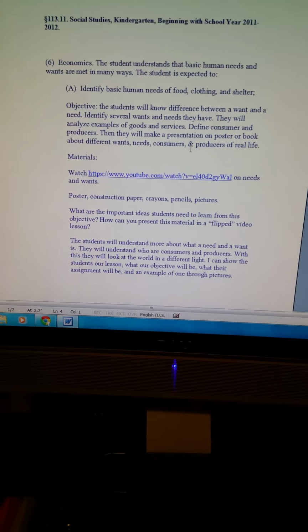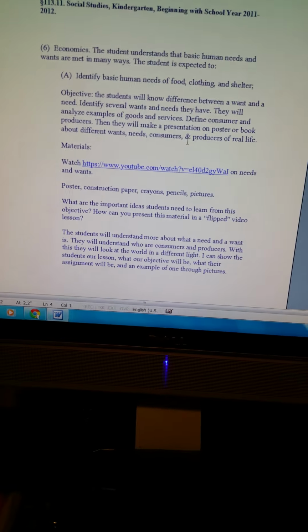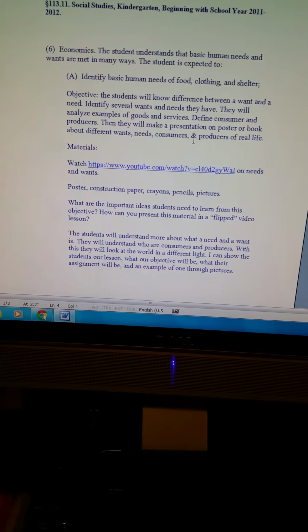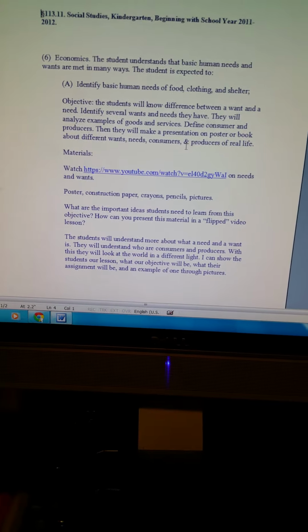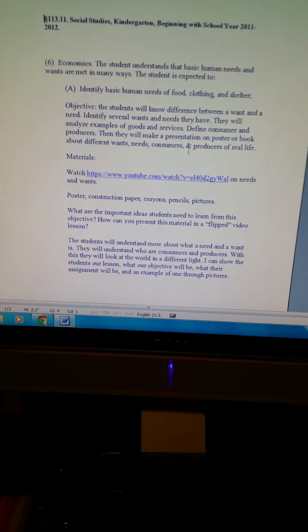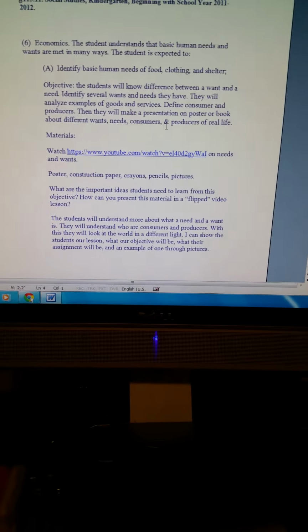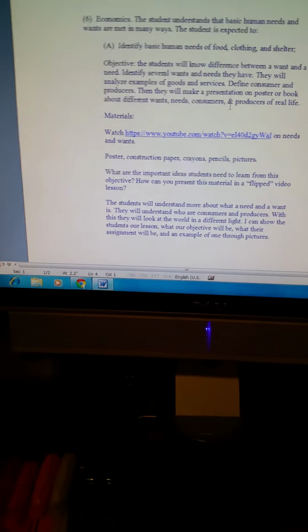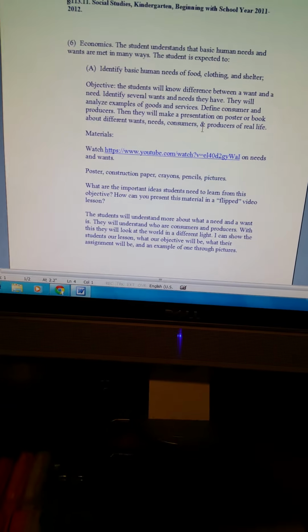The objectives: the students will know the difference between a want and a need. They are to identify several wants and needs that they have. They will analyze examples of goods and services, define consumer and producers, then they will make a presentation on a poster or even a book about different wants, needs, consumers, and producers of real life. The materials: we will watch this YouTube video in just a moment on needs and wants. They will need construction paper, poster, crayons, pencils, and pictures.